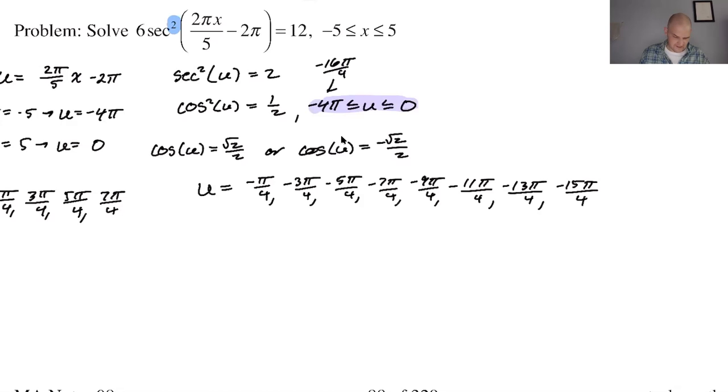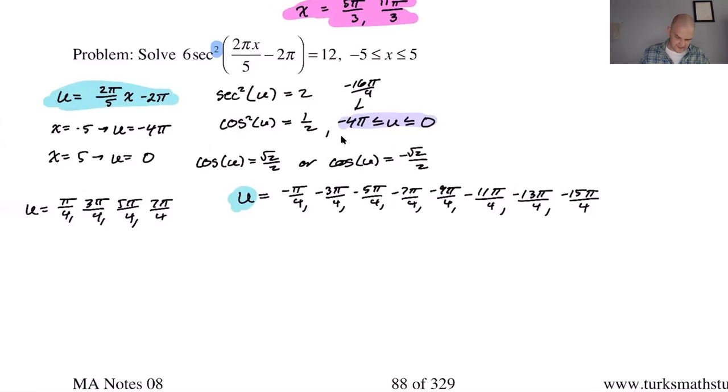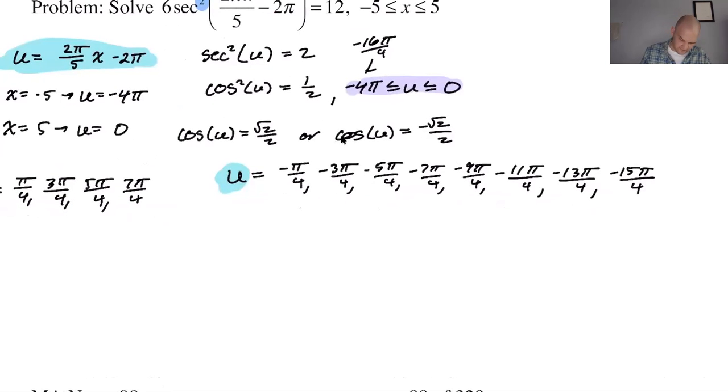So let's see. Now I've got to make my switch though, right? So I have u, but I don't want u. I want x. So what kind of work can we do to make this easier? First, I'm going to rewrite 2 pi as 8 pi over 4. So 2 pi over 5 x, minus 8 pi over 4 equals, copy and paste time.